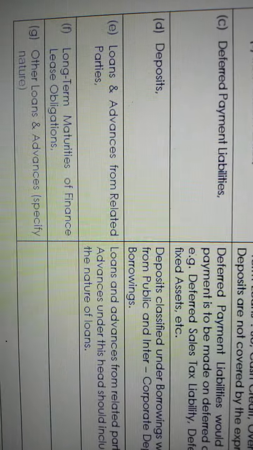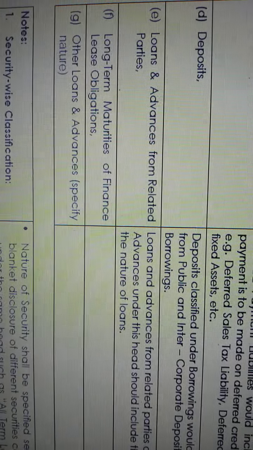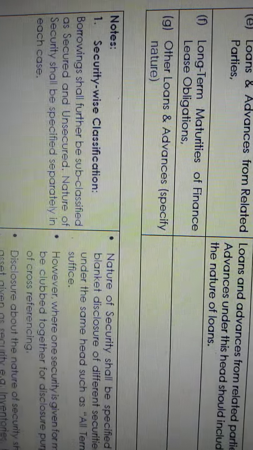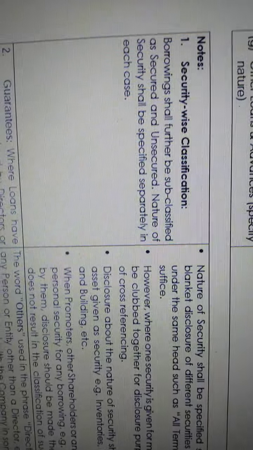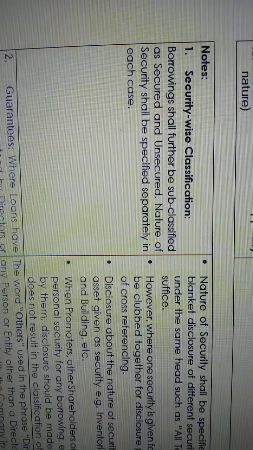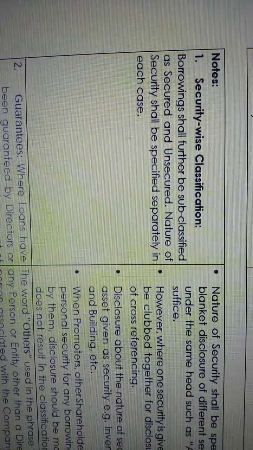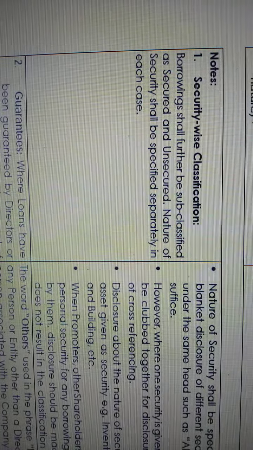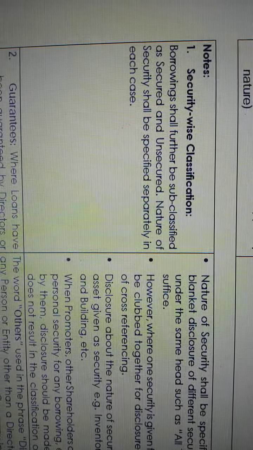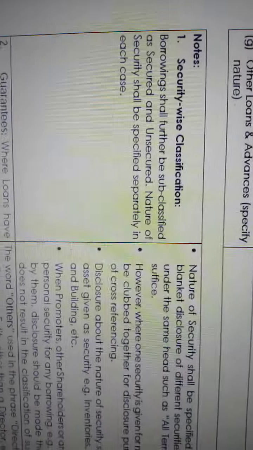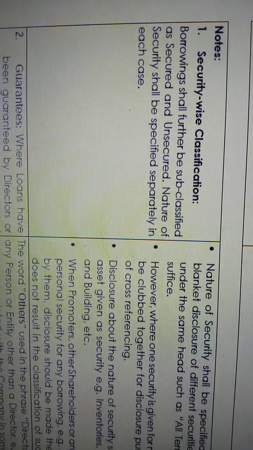Okay, loans and advances from related parties, long-term maturity of finances. So what do we have to present? This borrowing should be presented further with subclassification as secured and unsecured. What is this secured and unsecured? If I am borrowing and giving security to the banker, then that is secured. If I am borrowing and not giving any security to the banker, then that is unsecured.